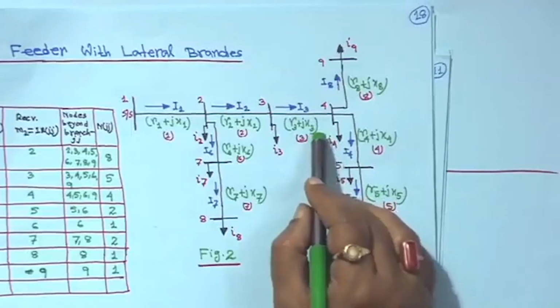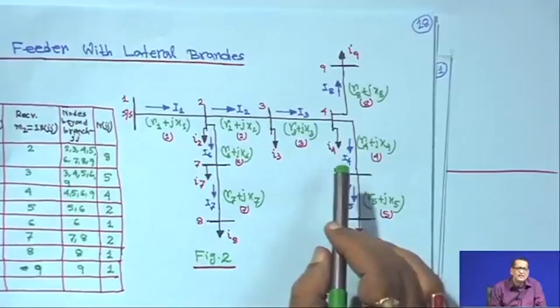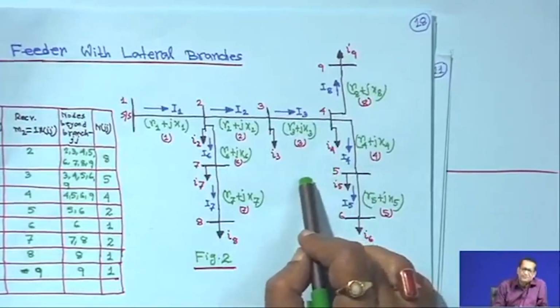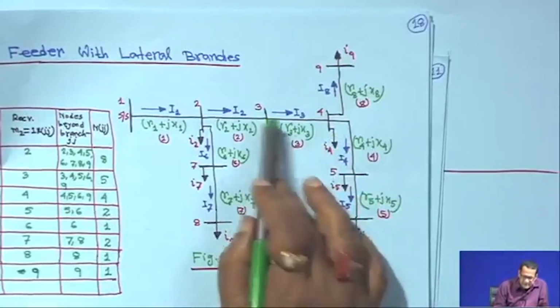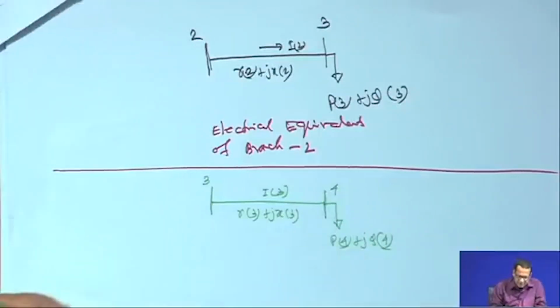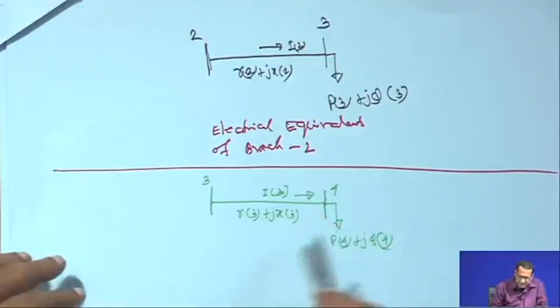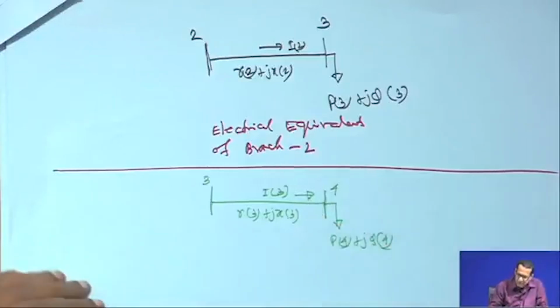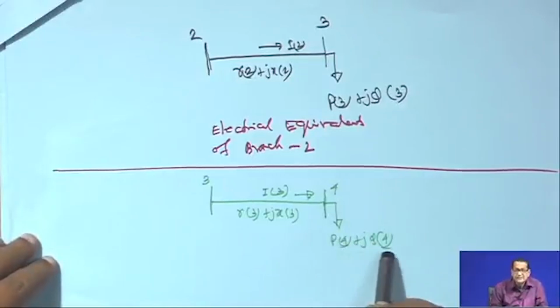Okay. So, next you see the electrical equivalent of branch 3. Each and everything, try to understand. This is applicable for lateral branches, and it is also applicable for the main feeder; it does not matter, the explanation will remain the same. Now, consider the electrical equivalent of branch 3. The sending end node is 3 and the receiving end node is 4. The current flowing through this branch is I 3, because it is the electrical equivalent, and the total load at the receiving end node 4 is P 4 plus J Q 4.